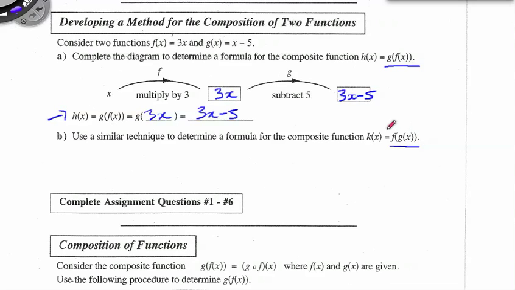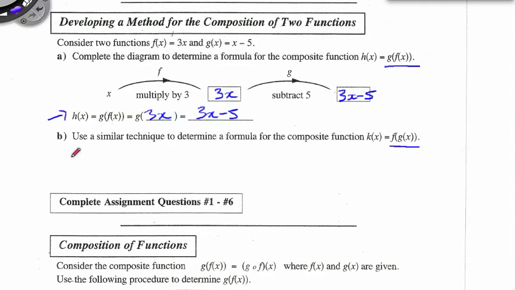Now notice what this is. This is k of x, but k of x is a reversal of h of x. Here we're applying the g function first and the f function second. Okay. So use a similar technique to determine a formula for the composite function. So here we determined what it was.